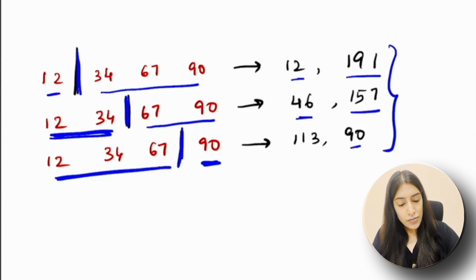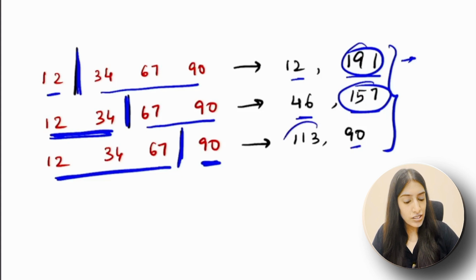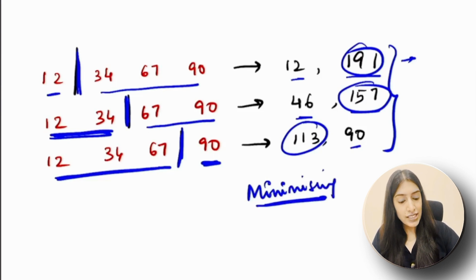Okay, so what is the maximum number of pages that a student gets in these particular possibilities? Here the maximum value is 191, here the maximum value is 157, and here the maximum value is 113. So now out of these 3 values, we have to minimize. Again, this is a minimizing problem. What are we minimizing? We are minimizing the maximum number of pages that a student gets.